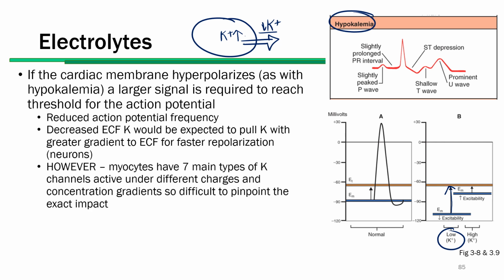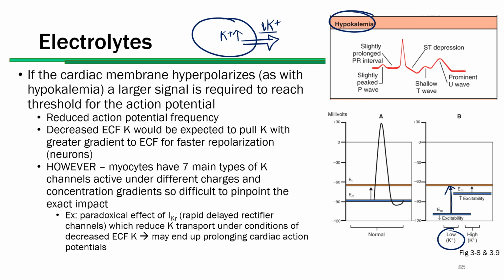remember that picture I showed you a while back, that the myocytes have 7 main types of potassium channels active under different charges and concentration gradients, so it's really difficult to pinpoint the exact impact of hypokalemia on the cardiac muscle. There's a paradoxical channel called a delayed rectifier channel, which actually goes the opposite direction. That was the one I circled that showed the opposite direction. That actually reduces potassium transport under conditions of decreased extracellular potassium, and it may end up prolonging the cardiac action potentials, which is completely not what you would expect based on this.